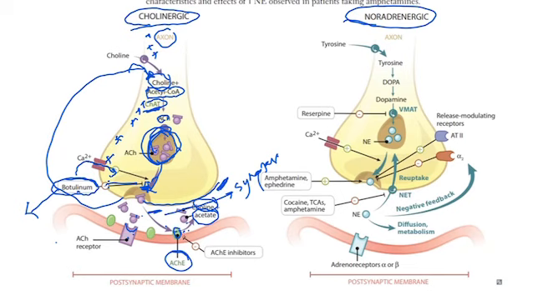Second, if we want to increase acetylcholine in the synapse, thus increasing the activity of acetylcholine, we have a drug called acetylcholinesterase inhibitor. If we have an acetylcholinesterase inhibitor, then what will happen?